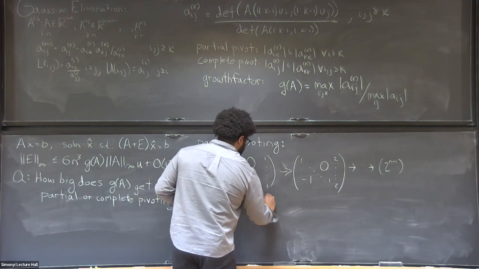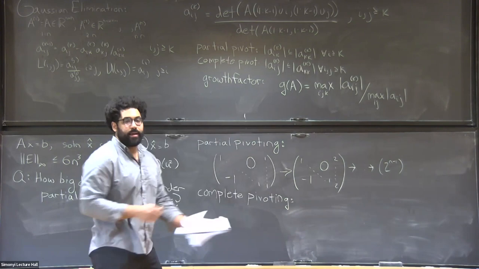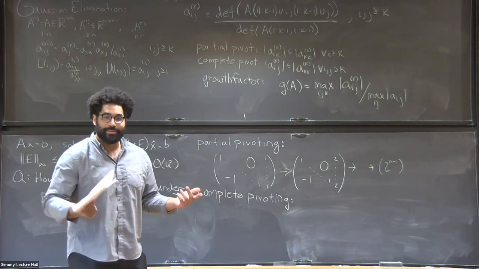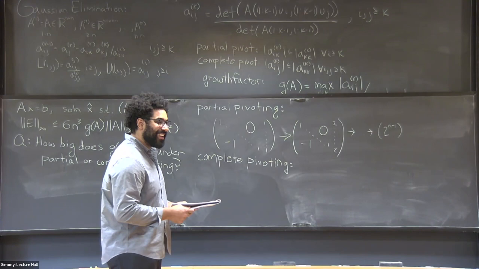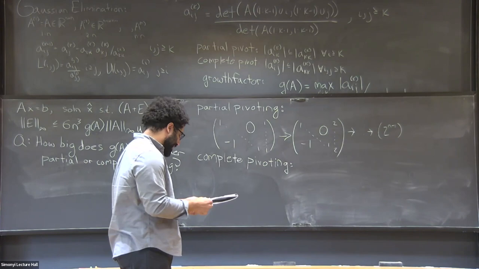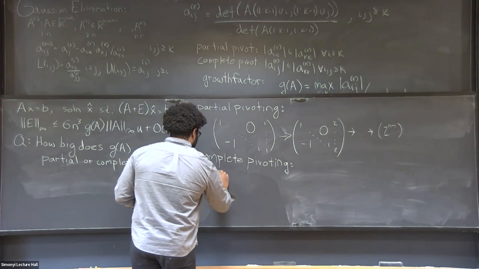what do we know? Well, there is a hallmark result of Wilkinson, who is widely considered to be the godfather or founder of numerical linear algebra. A pivotal guy, yes, a very pivotal guy, and he had a quite pivotal result here. So this is Wilkinson, 1961.